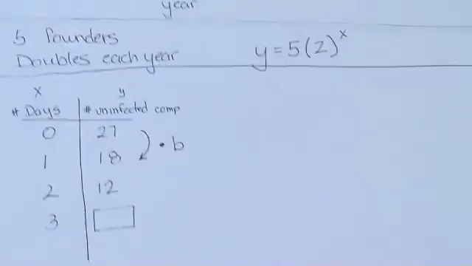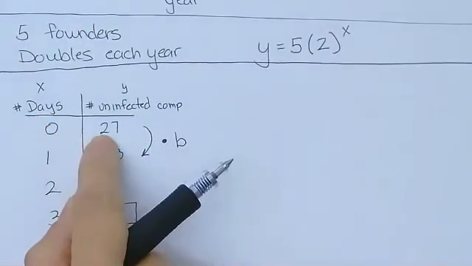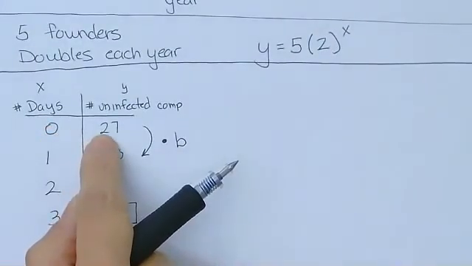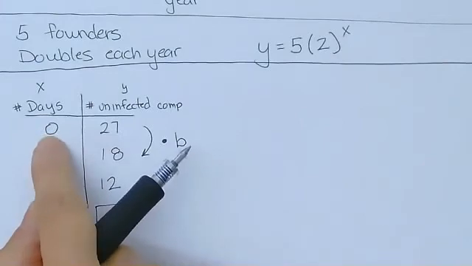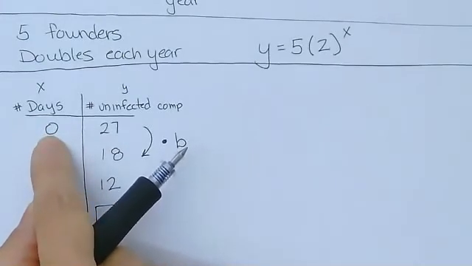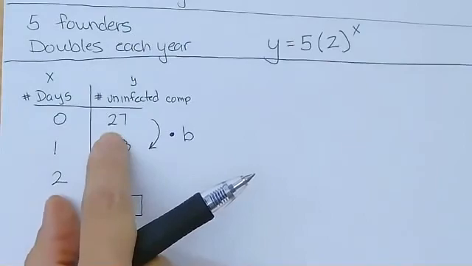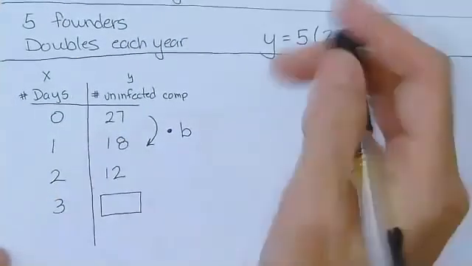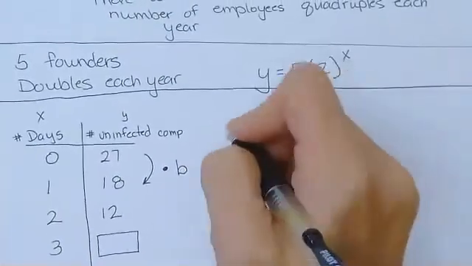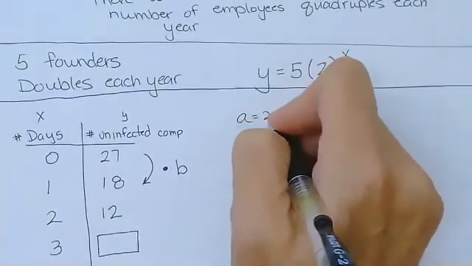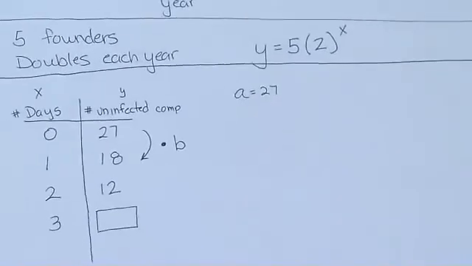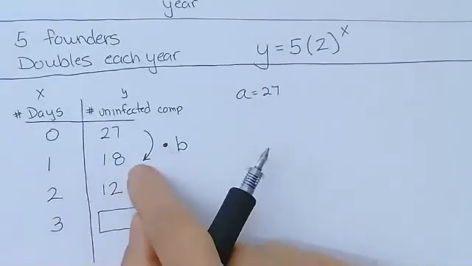Okay, so it looks like everybody's good with A being 27. So A, on day 0, before the virus has infected anything, there were 27 uninfected computers. So there are 27 computers in the technology center. So everyone was good with A being 27. The problem we're having is with B.